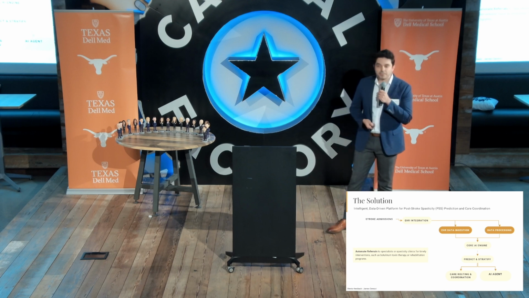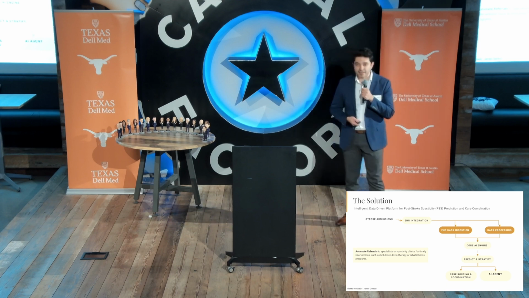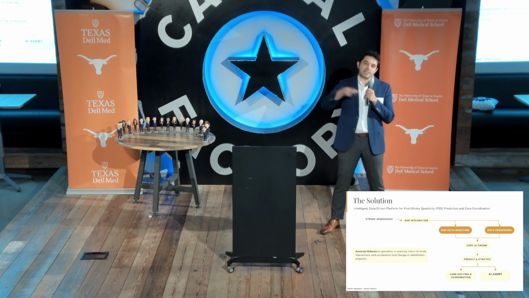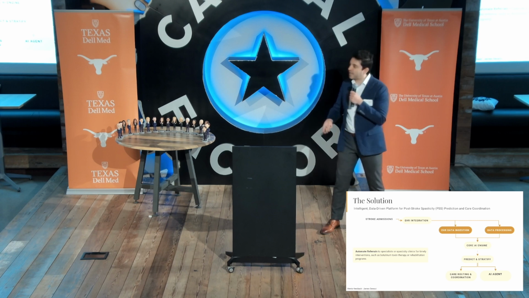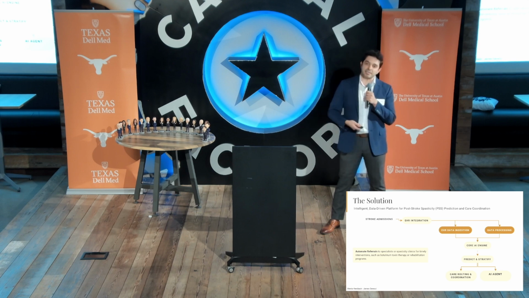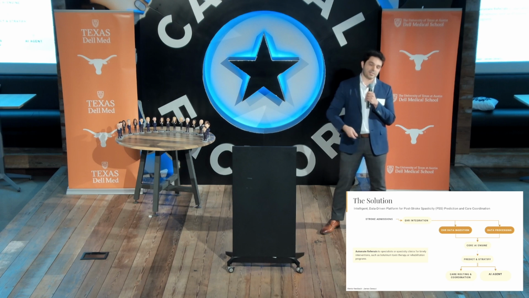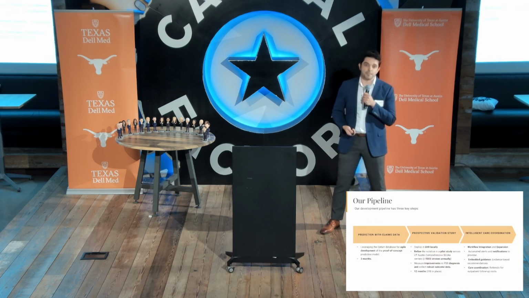To solve this problem, we propose Stroke Path AI, an intelligent data-driven platform that ingests data from the EHR, and now this is imaging data, patient demographics, all sorts of information, through our core AI engine, and predicts and stratifies the risk of spasticity, and through our AI agents, coordinates the care, sends the referrals where the value is, so every patient will get the right care that they need.